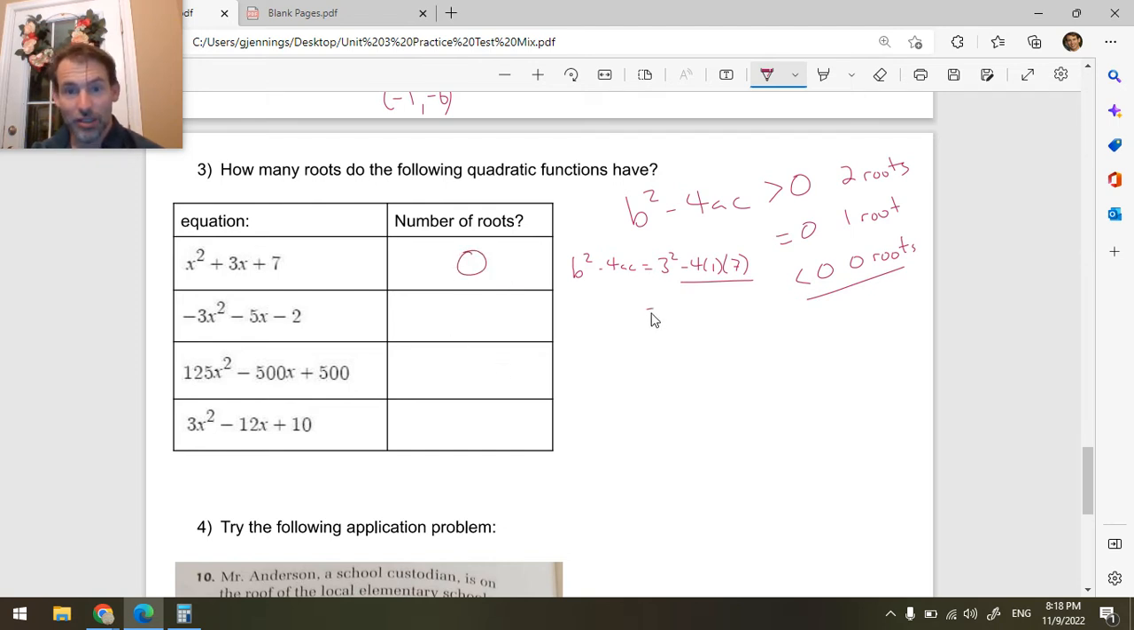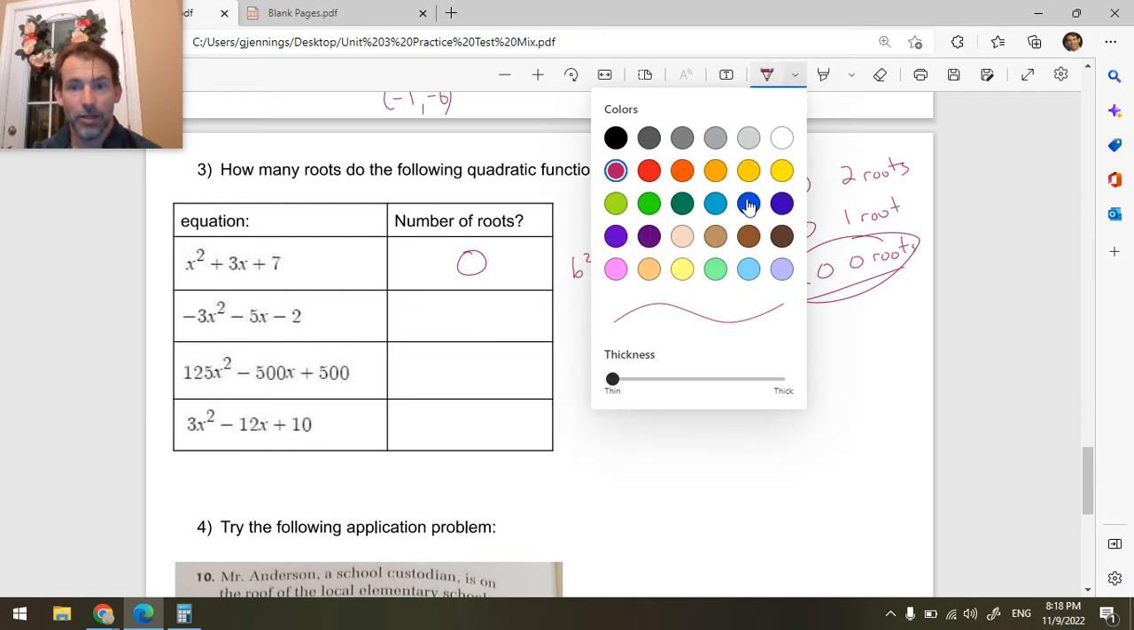That fast, right? The discriminant is equal to 9 minus 28. 9 minus 28 is equal to negative 19. Negative 19 is less than 0. We have 0 roots. All right, let's keep going.